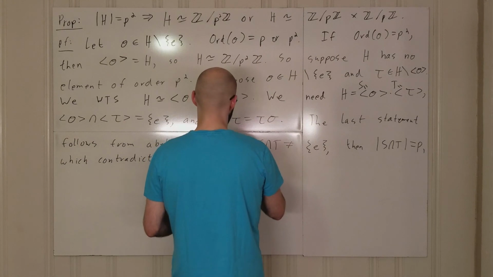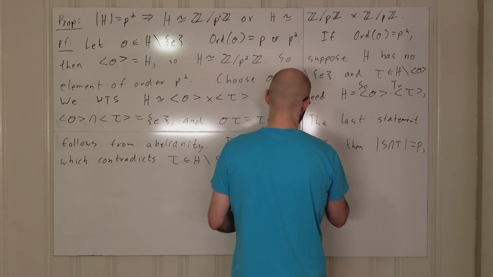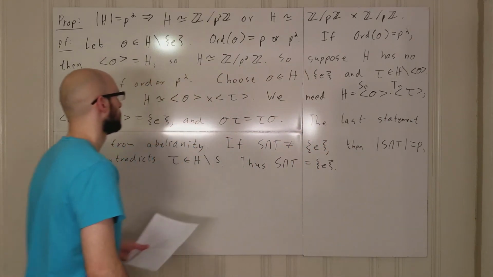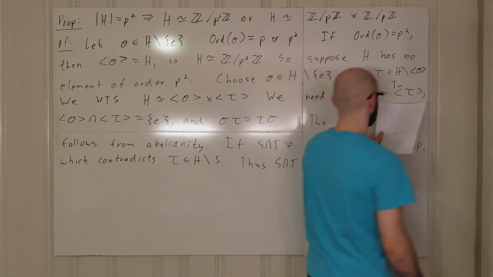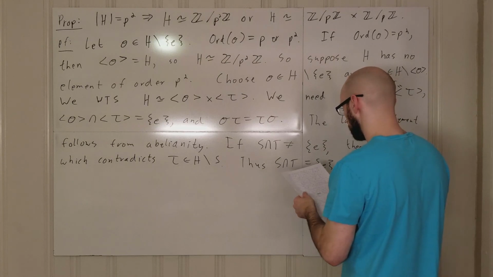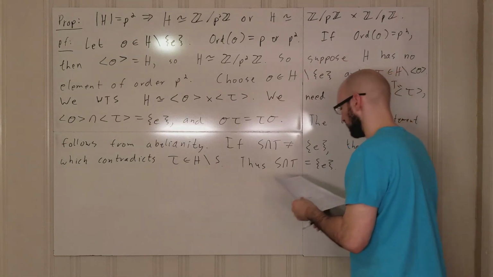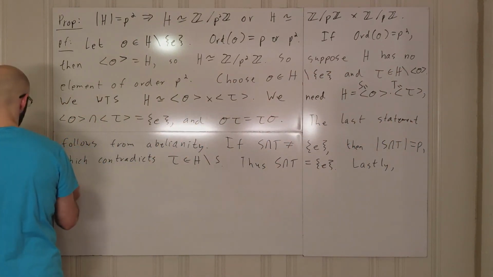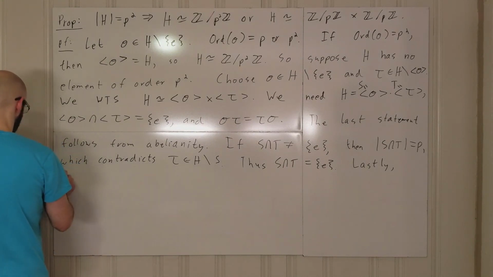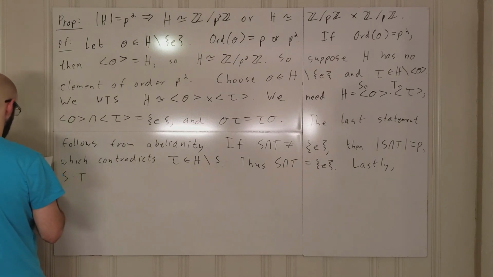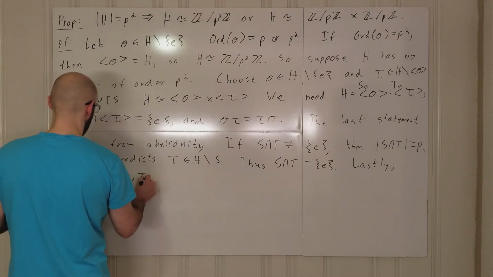Okay, so thus S intersect T equals the identity. Okay? So we've got this and we've got this. Now we need this. Let's see here. Lastly, sigma tau, we're just going to call this S times T. And this is equal to the subgroup generated by sigma and tau.